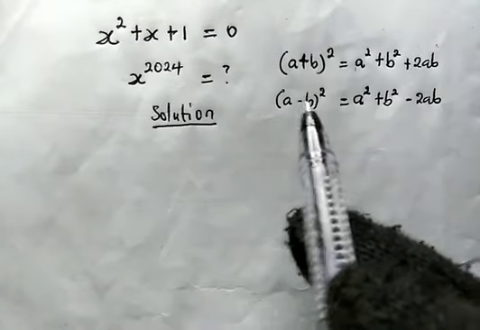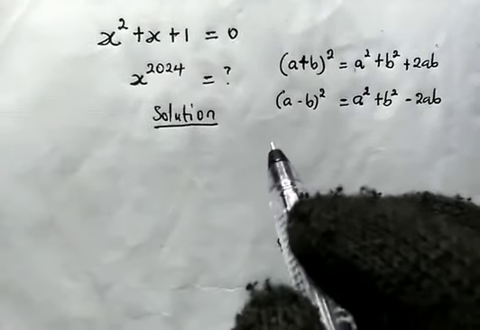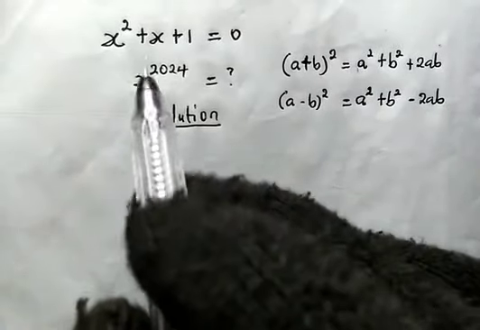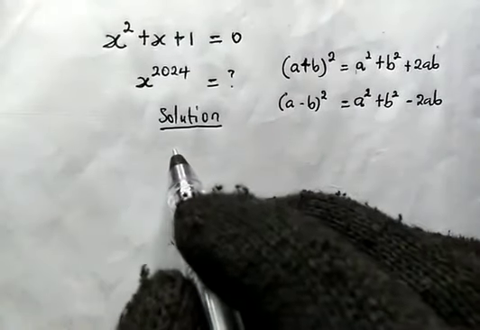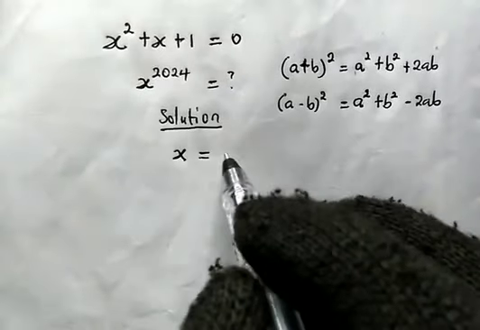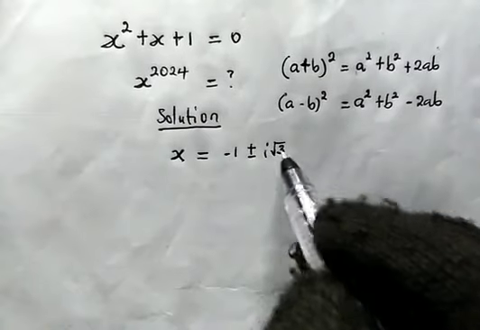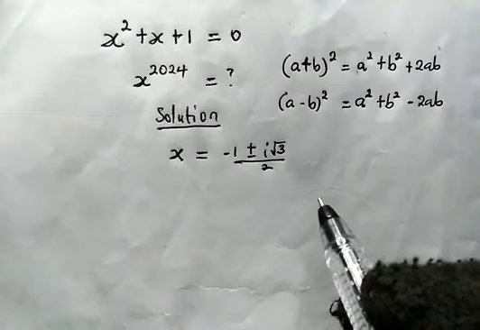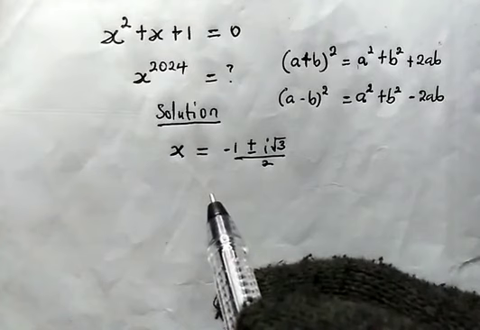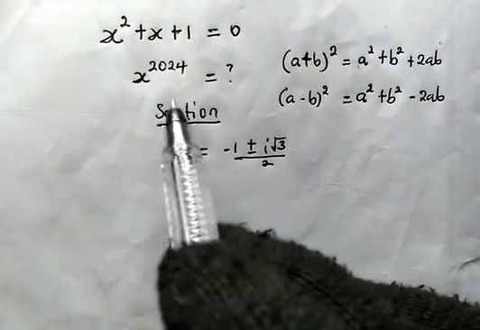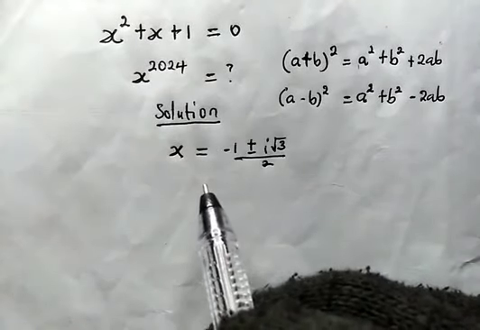For this solution, I will first consider solving for the roots of this equation. When we use the general quadratic formula to solve this equation, since it is a quadratic equation, we will find out that x is equal to negative b, which is negative 1, plus or minus i root of 3, divided by 2. I know that we're very familiar with this formula, and how to make use of it when solving a quadratic equation.